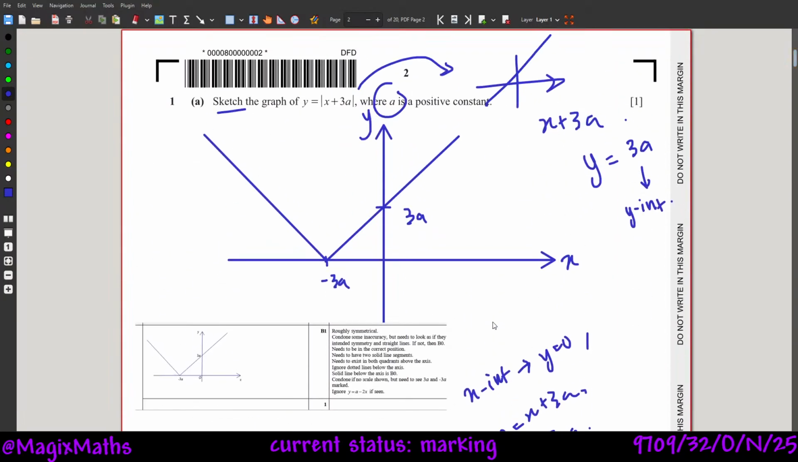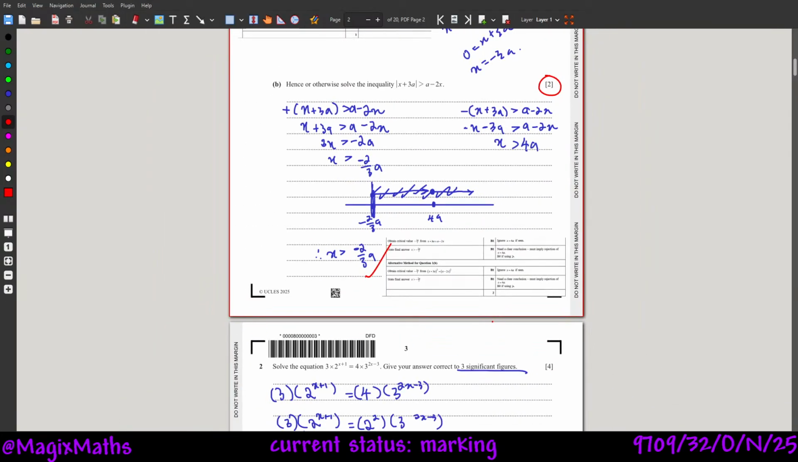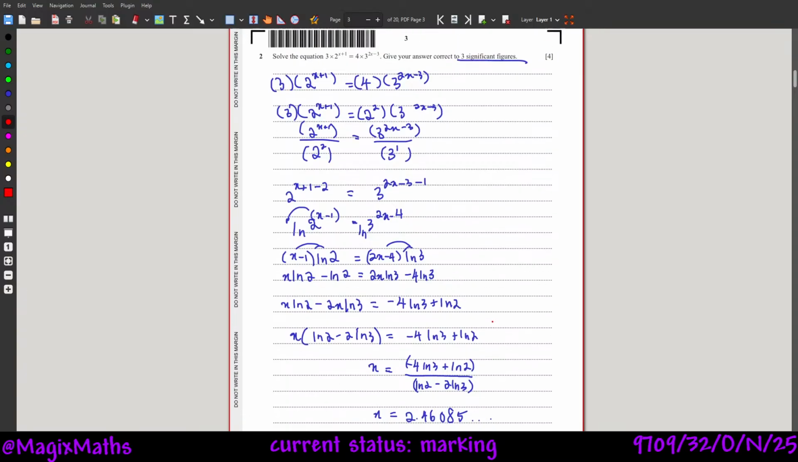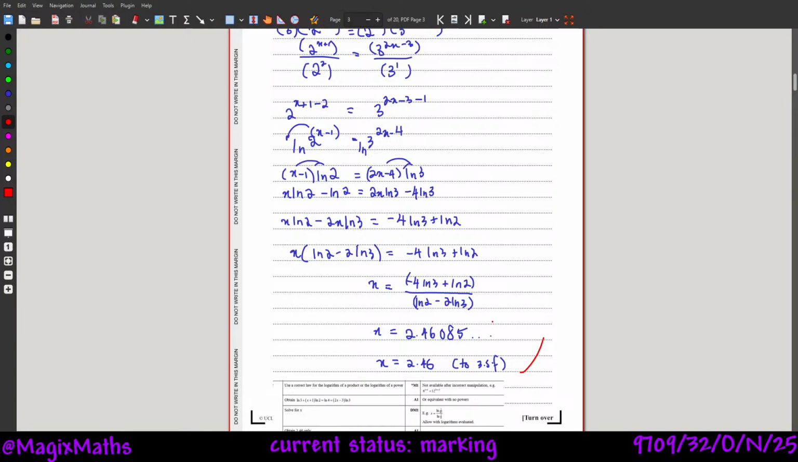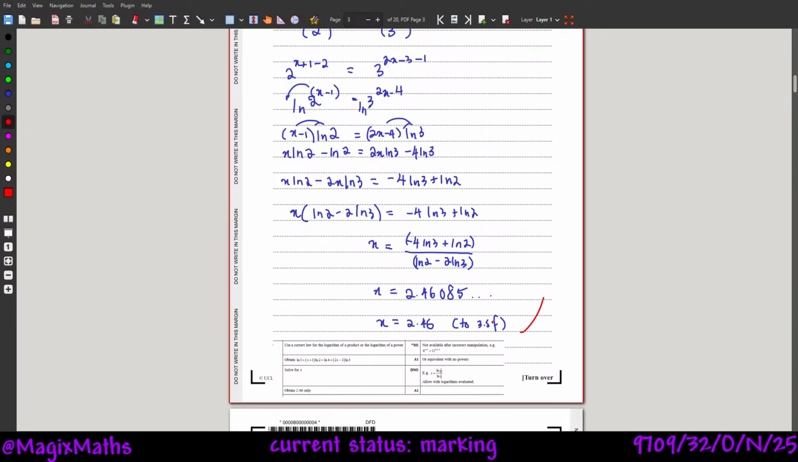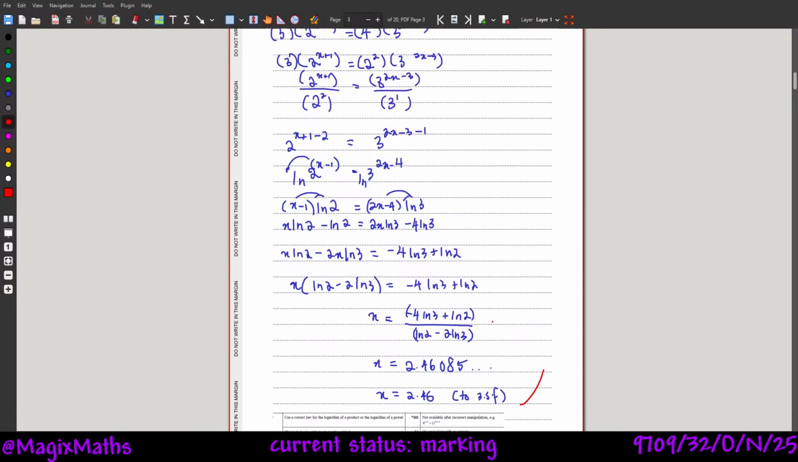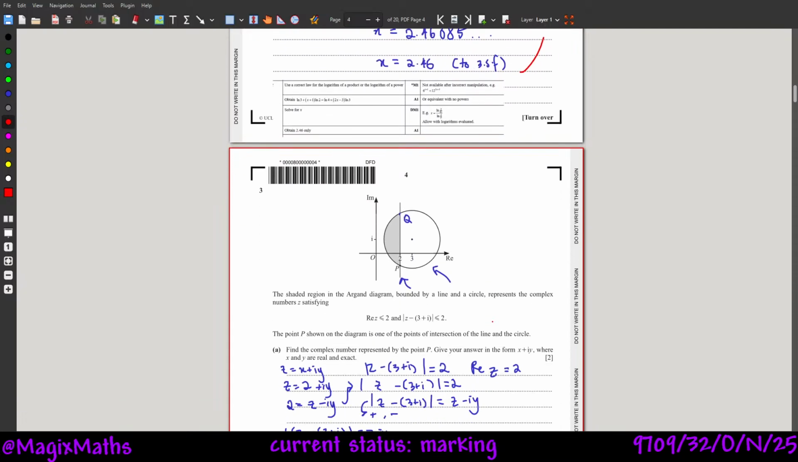For this part, there's no problem. We got it all right. This is all correct. Use the correct law for the logarithm. We apply the logarithm law, and then we solve for x. So we got it all correct. Let's move on to this question.